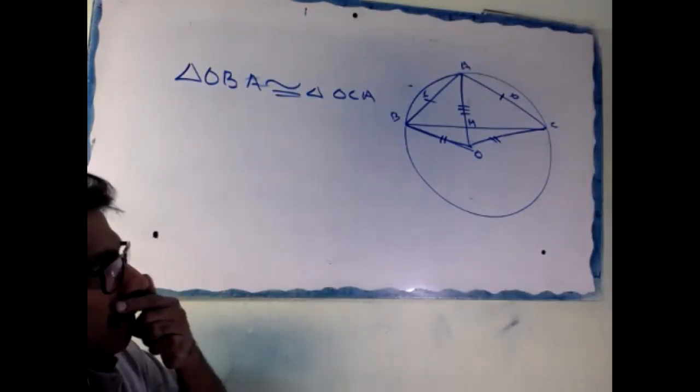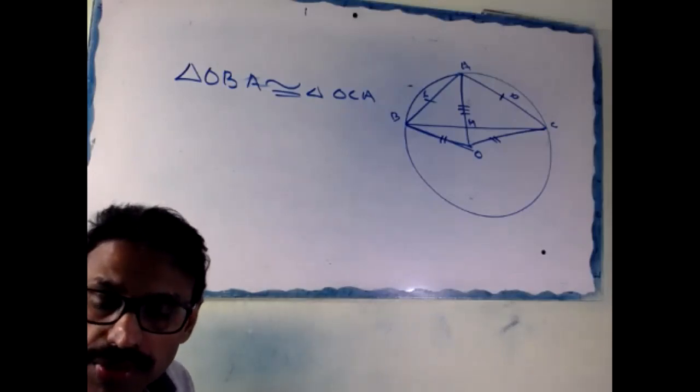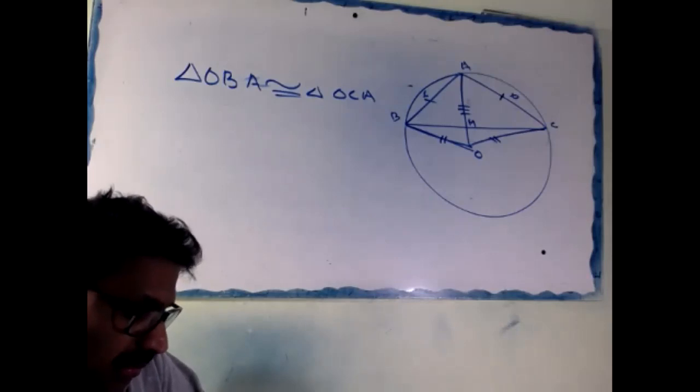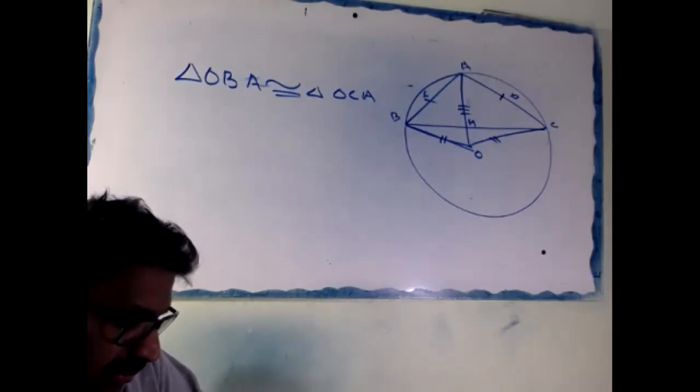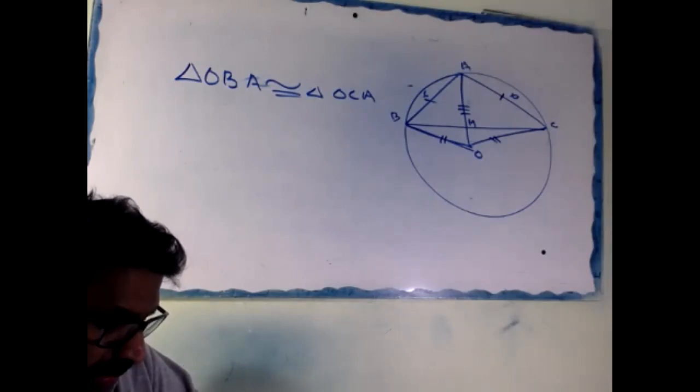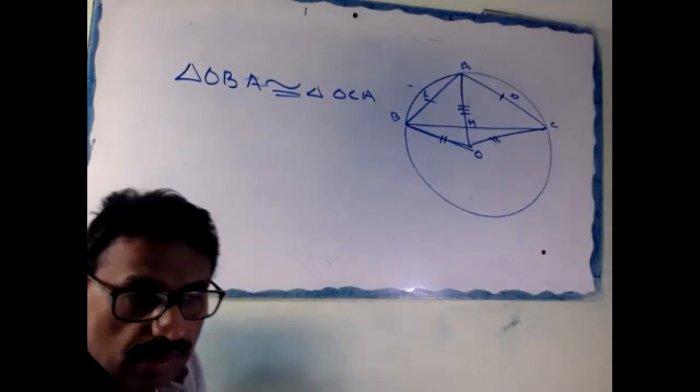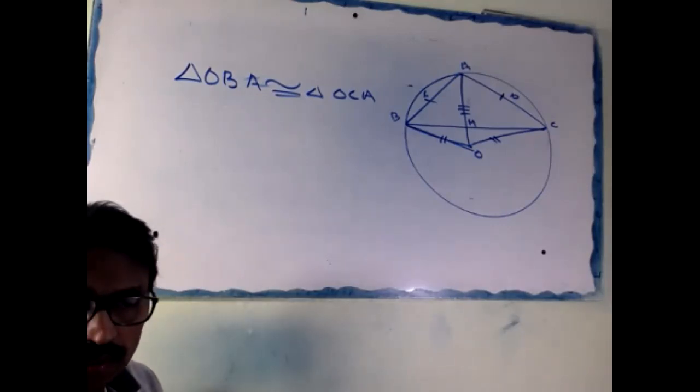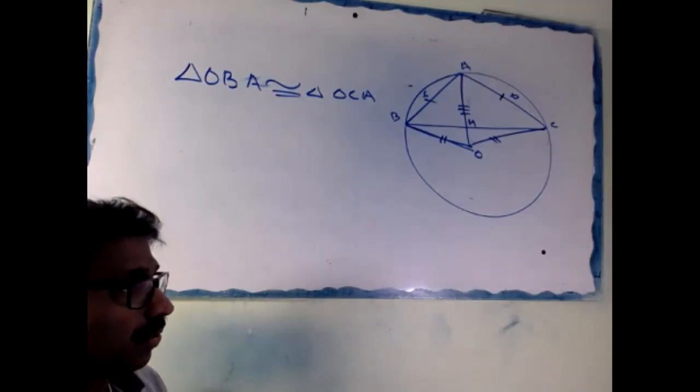Okay, now draw the figure. Draw the figure first, a neat figure with the compass and pencil. Then write join OB, OC.